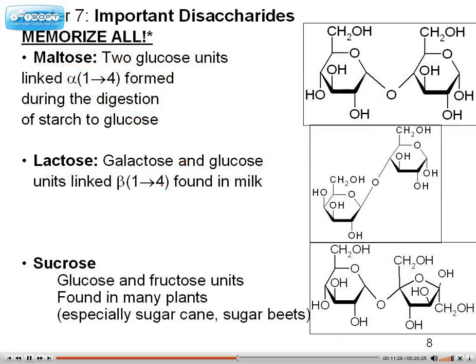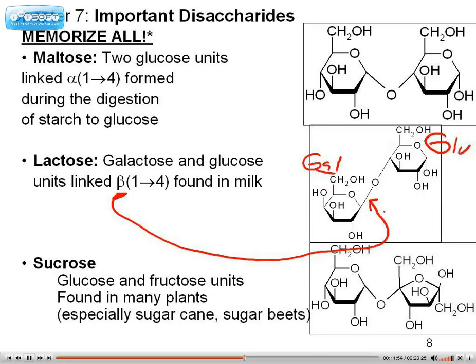Lactose. Lactose in this one tends to be in the beta position. So here is lactose. Notice you start off with galactose, and it has a glycosidic linkage to glucose. And this is how you need to sketch it. Notice it's always in the beta position. So on the anomeric carbon 1, it's going to be attached to carbon 4. Notice it's a beta.